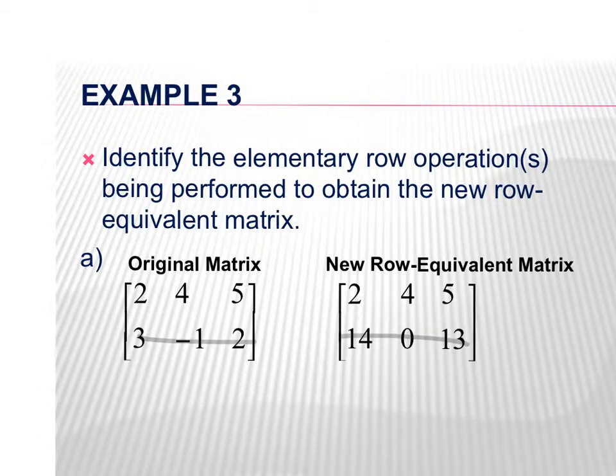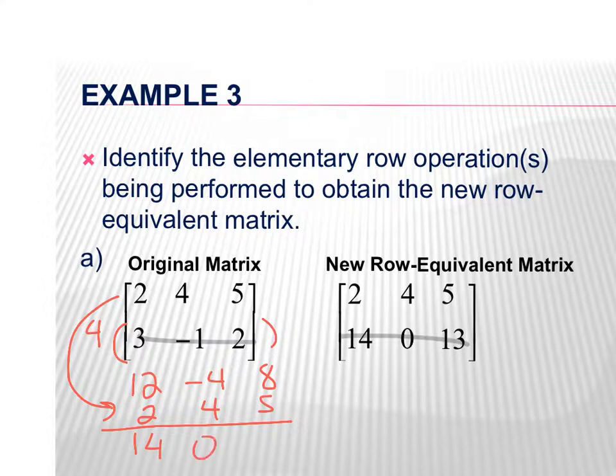If I multiply the bottom by 4 and add it to the top, there's my new row 2. So the way you would note that is 4R2 plus R1, or R1 plus 4R2. That order doesn't matter. So in the beginning, you're just identifying what these changes are, and then towards the end, obviously, we're going to be performing these changes.